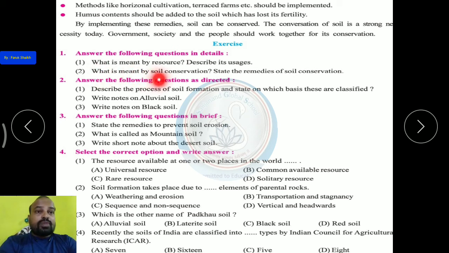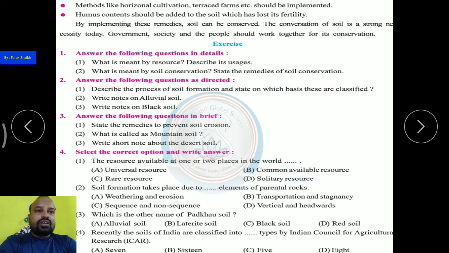Second, what is meant by soil conservation? Just now I taught you about it. State the remedies of soil conservation, which are the remedies of soil conservation. These are all the remedies I just taught you. Okay, answer the following question as directed. Describe the process of soil formation and state on which basis soils are classified. So you have to write about soil formation and on which basis they are classified.